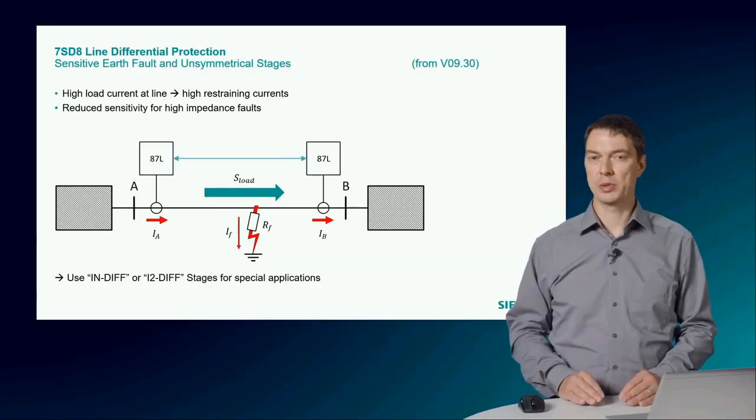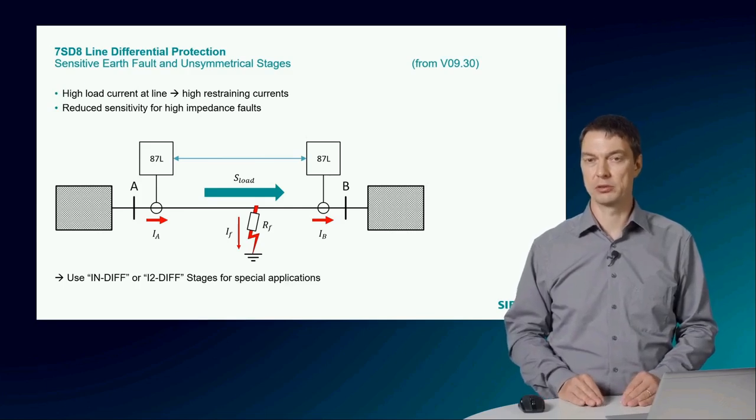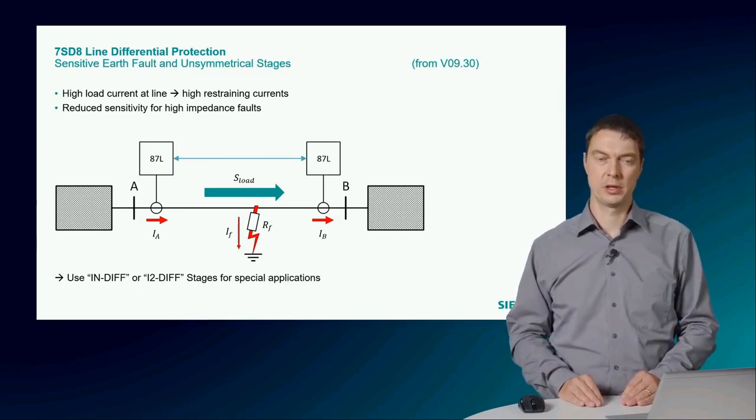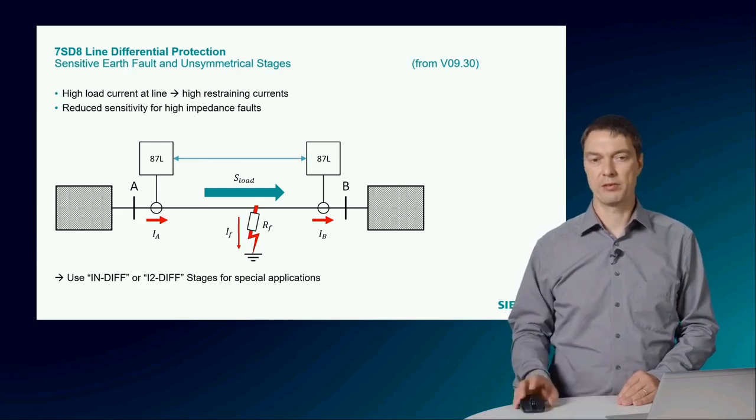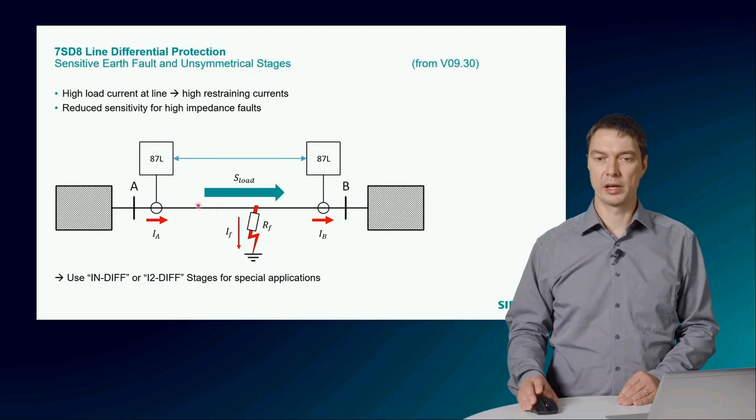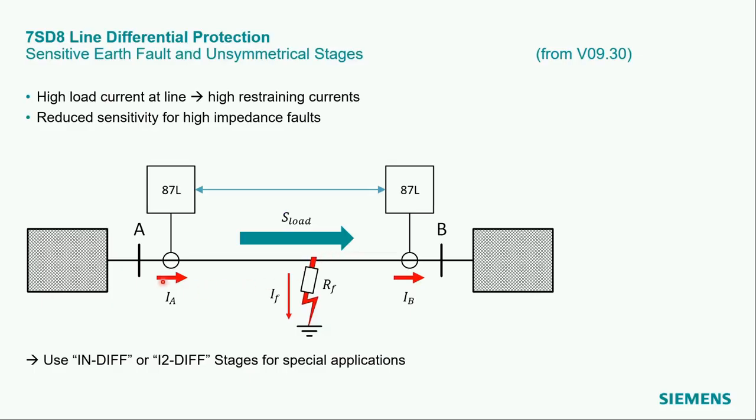For special applications, we introduced from the version 9.30 a more sensitive earth or zero sequence current differential stage. Consider the following network, where we have a high load on the line, which also results in a high restraining current in both relays. So this gives you a reduced sensitivity for high impedance faults at the line. For such special applications, we recommend to use the IN-diff or the I2-diff for the protection of this line.